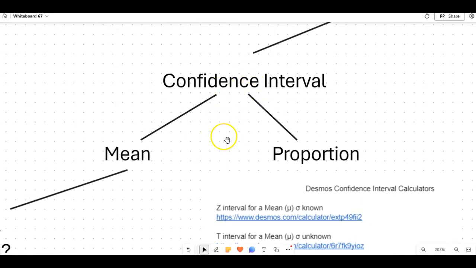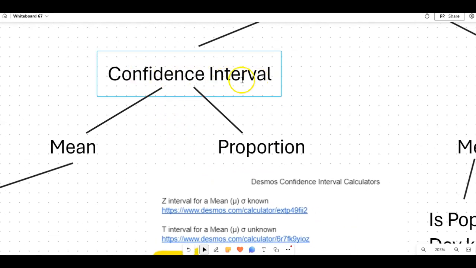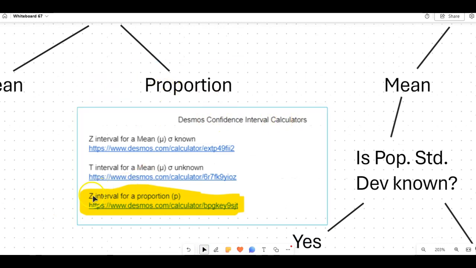For a confidence interval in this class, we're only going to look at means and proportions. So I'm doing a 90% confidence interval for the true value of a mean or an average. I'm doing a 95% confidence interval for the true value of a proportion of the population or a percentage of the population. So if the wording of the problem leads you to believe that it's a confidence interval, and you see in there that you're estimating a percentage, then the Desmos confidence interval calculator that you want is the Z interval for a proportion. So I've got that highlighted here.